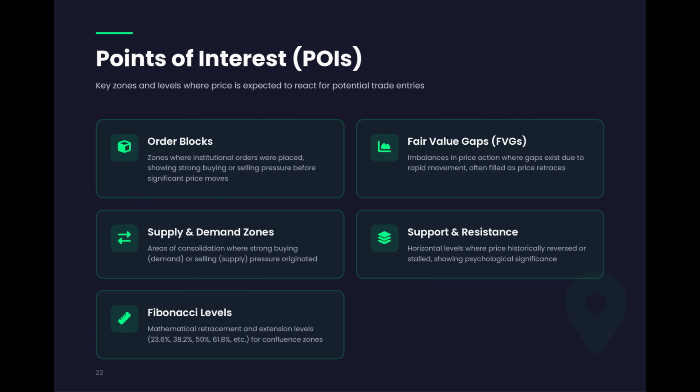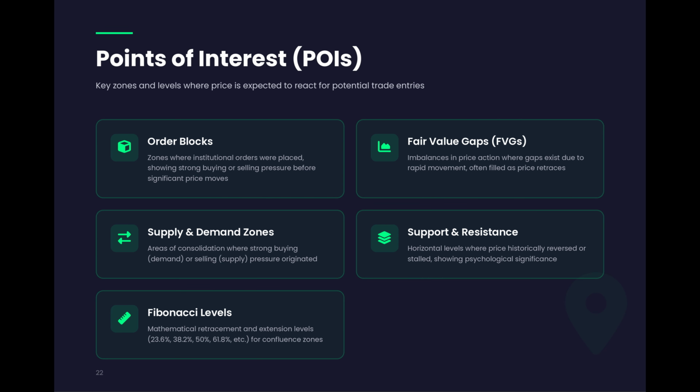Now, here's what's crucial to understand. The best trades occur when multiple points of interest align. Perhaps you have an order block that also happens to be a fair value gap, and it sits at a key Fibonacci level. That's what we call confluence. Multiple factors pointing to the same zone. Those are your highest probability setups.